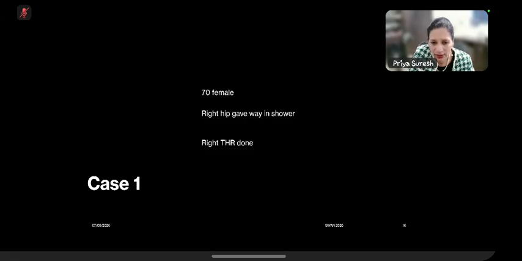So now we'll go to the first case. A 70-year-old female, and the right hip gave way in the shower, and the right THR had been done. Okay.